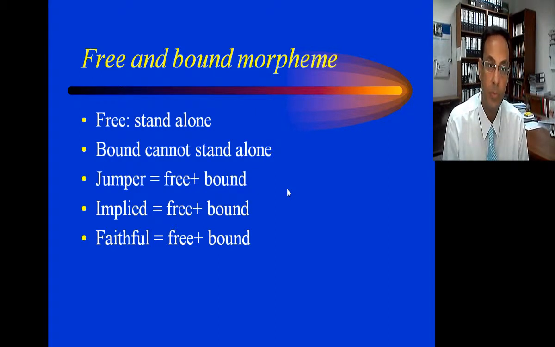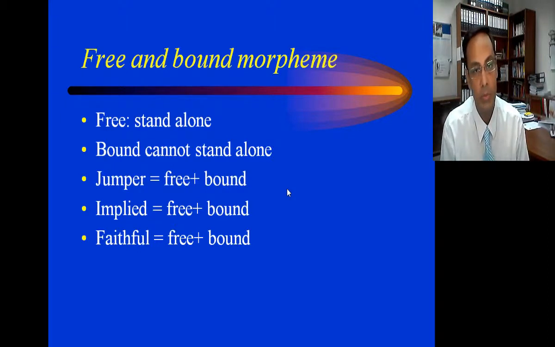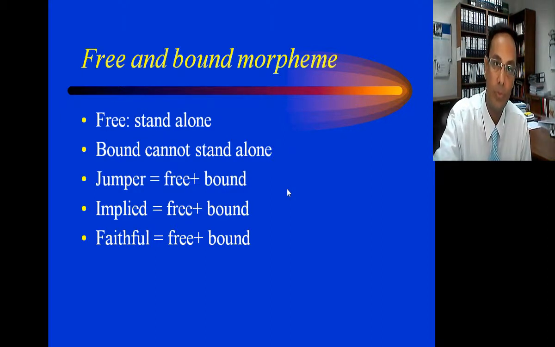Implied: imply is a free morpheme, and -ed is a bound morpheme because you can't use -ed alone in a sentence, but you can use imply. So imply can stand alone; it is a free morpheme. Faithful: faith is a free morpheme that can stand alone in a sentence. Full is not a free morpheme because it is a bound morpheme. So we have free plus bound morpheme.